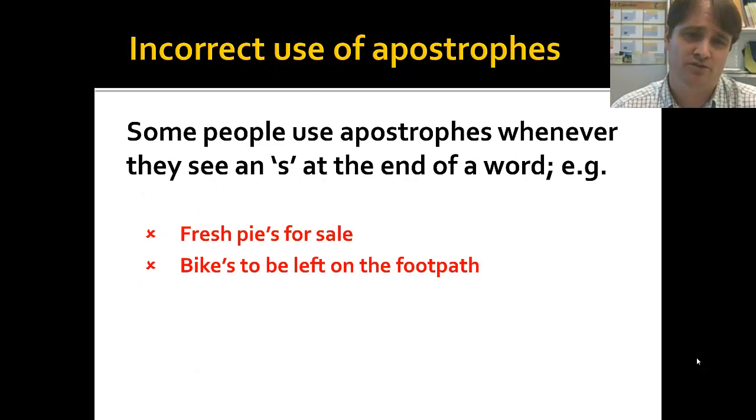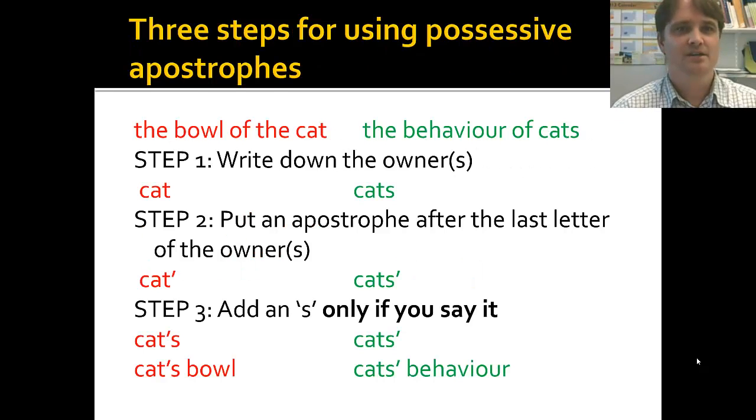Okay, so some people use an apostrophe whenever they see an S at the end of a word, and you might see this on signs outside shops and things. Fresh pies for sale. Okay, so that should just be with no apostrophe, or bikes to be left on the footpath. So the use of apostrophe is to indicate possession.